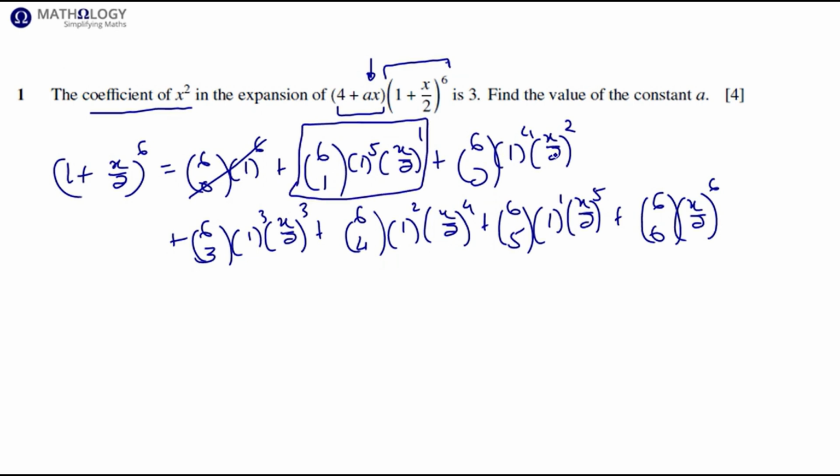The third term does contain an x squared, and when we multiply by this binomial, we'll be multiplying by the 4. We're going to get a term in x squared, so we are interested in this term as well. The fourth term of the expansion contains an x cubed, so that won't give us a term in x squared, neither will the following three terms. So the only terms we are interested in will be the 6 choose 1 and the 6 choose 2 coefficient terms. So we're now just going to evaluate those.